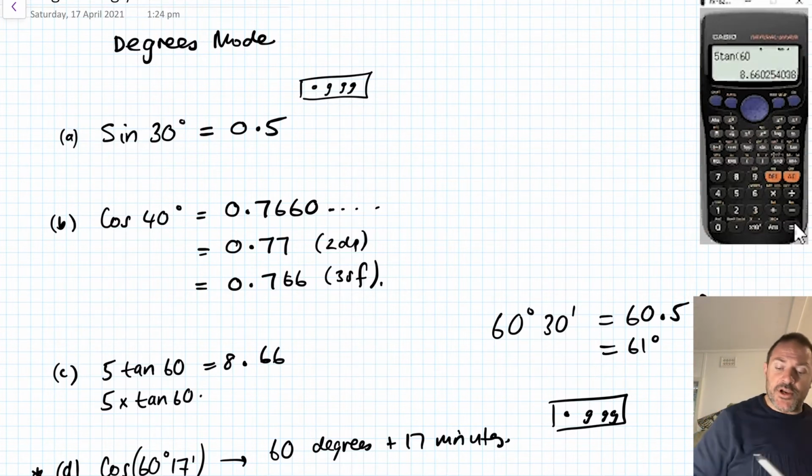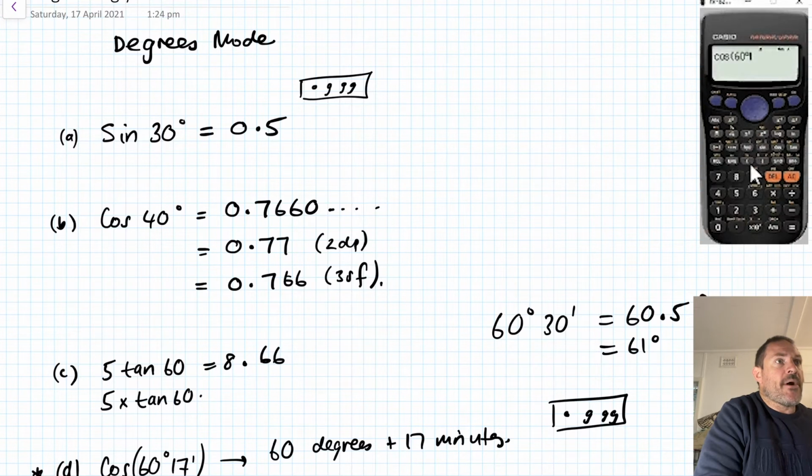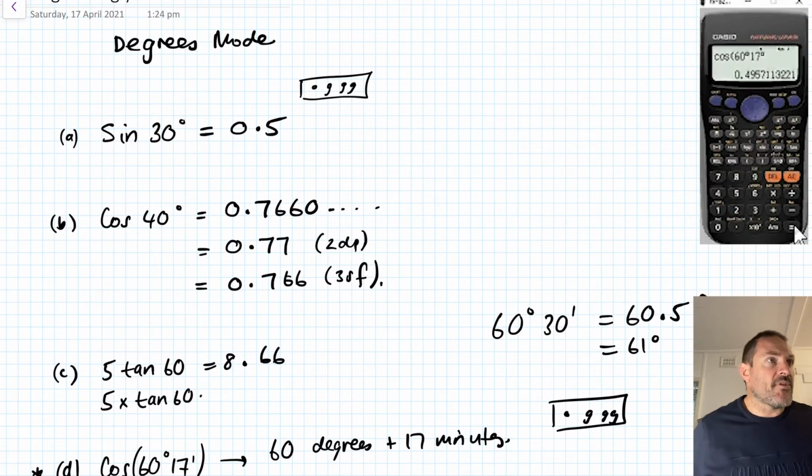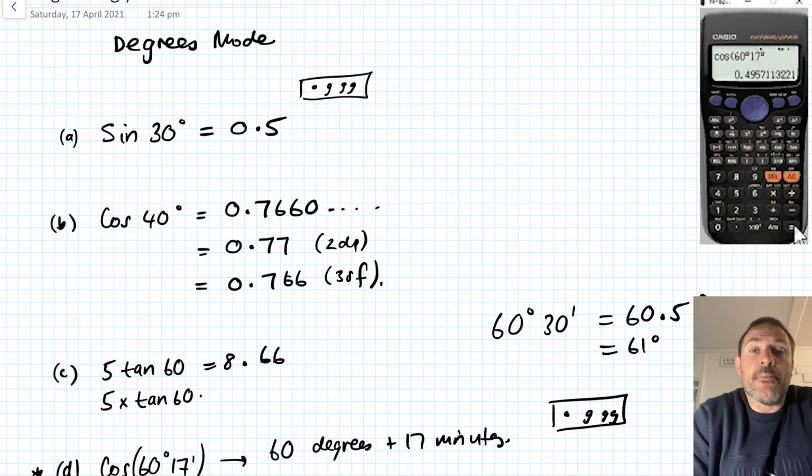Now, in this question, I'm going to type into my calculator cos 60, but this time I have to press the bubble button. I'm going to type in 17. I have to press the bubble button again to get my answer. So you can see I'm going to do this now. Cos, I'm going to do my 60. I'm going to press the bubble button. I'm going to type in 17. I'm going to press my bubble button. I'm going to press equals. And then we come up with 0.4957... to whatever rounding it might be.